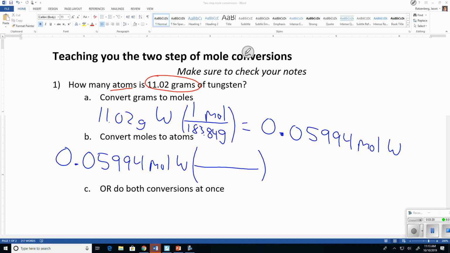Step 2 is converting to atoms, which means atoms are on the top. 1 mole is on the bottom. And recall, atoms are so super duper tiny, we need a ridiculous number of them to equal anything. That's 6.02 times 10 to the 23rd. Our final answer, we are going to stick with 4 significant digits based upon the measurement, not based upon the conversion. And let me know if I'm wrong here, but I have 3.608 times 10 to the 22nd.